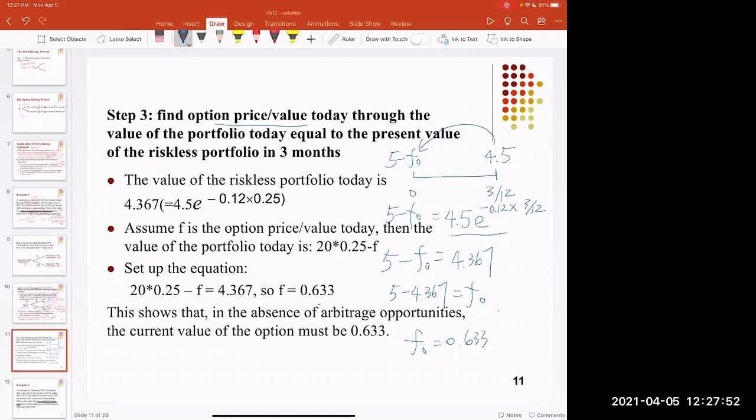First step, set up a binomial tree model. Step 2, create the riskless portfolio, and then figure out the number of shares you should purchase. And then the last step, find the option price today. Okay, any questions? Can you just take a look?